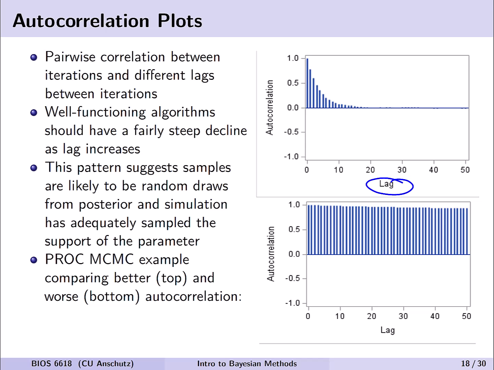And that's essentially the idea here, that a well-functioning algorithm should have a fairly steep decline as lag increases, with this pattern suggesting samples are likely to be random draws from that posterior distribution, and our simulation is adequately sampled to support of that parameter. Now, from proc MCMC in SAS again, we see this example at the top where we have this nice, again, steep drop of the autocorrelation, versus the bottom figure has a much less steep drop, which may suggest that there is some high level of correlation and we may need to evaluate other ways to improve the efficiency of our algorithm.